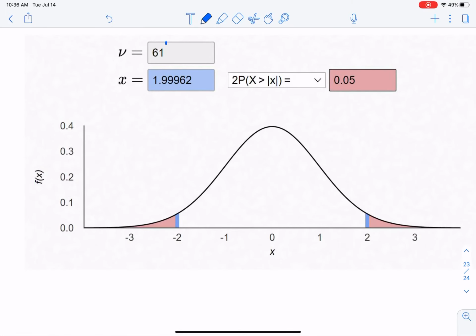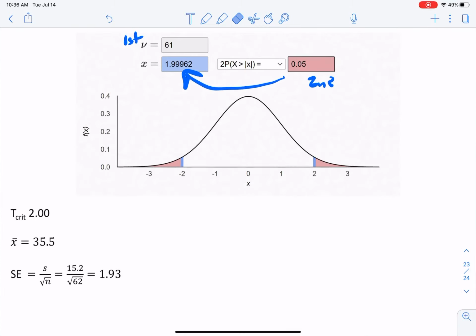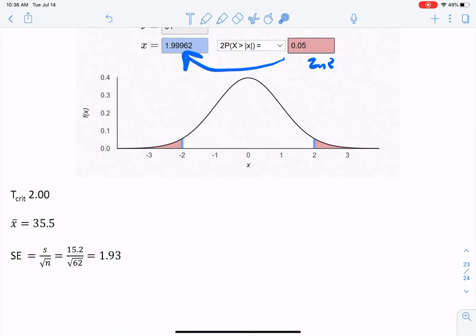61 degrees of freedom, right? And then I plugged in my alpha, right? So this is first, this is second, 0.05. That spits out my test statistic, 1.99962. We will round that up, make that 2, right? We'll make that 2. That's just easy enough, okay?